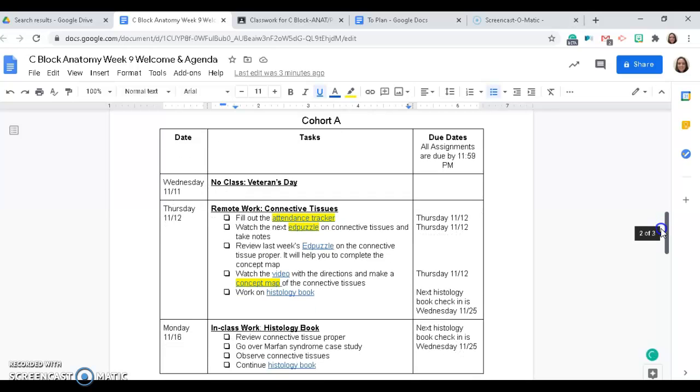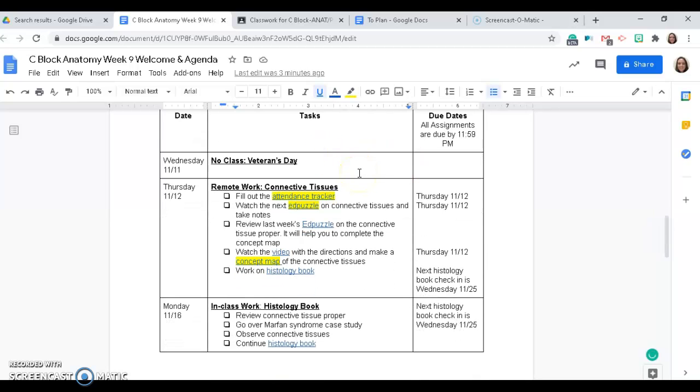Here's the agenda for the week. We didn't meet yesterday because it was Veterans Day.